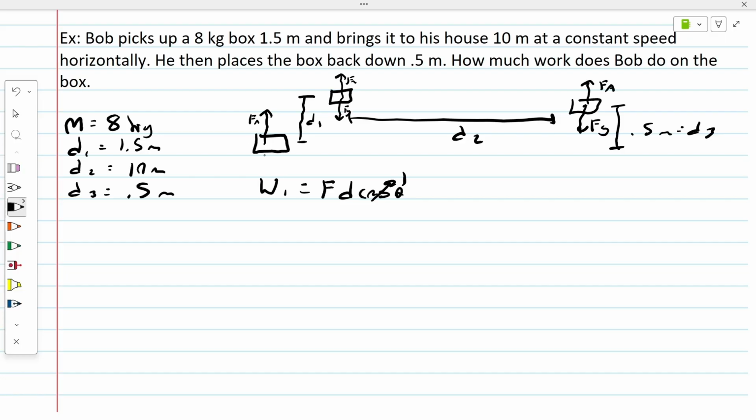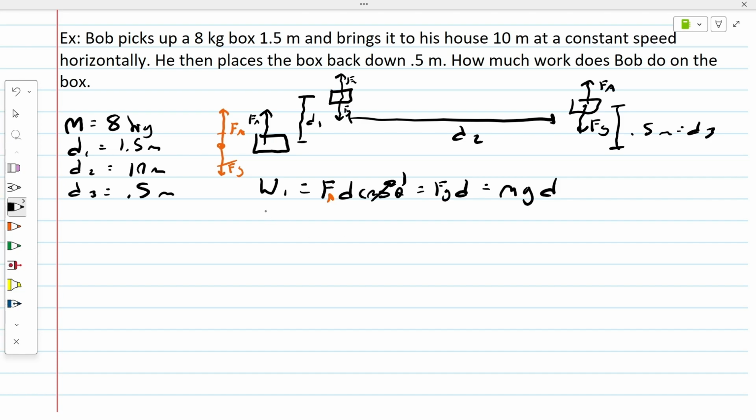So if we draw our little free body diagram for this first situation, we have the force due to gravity of the box and the force applied from Bob that lifts this box upwards. But they're going to be equal because he's lifting the box up. And we can assume he's lifting it up at like a constant average speed so that these forces will be equal. So this force applied here is just going to equal the force due to gravity. So we know this will equal the force due to gravity times distance, and the force due to gravity is simply the mass times gravity times distance. And so that'll be the work that he does during the first time.